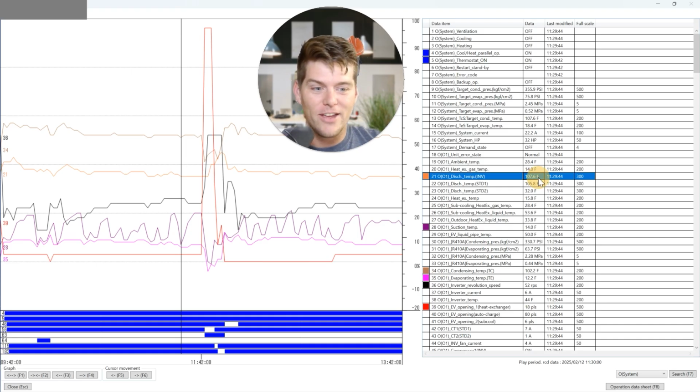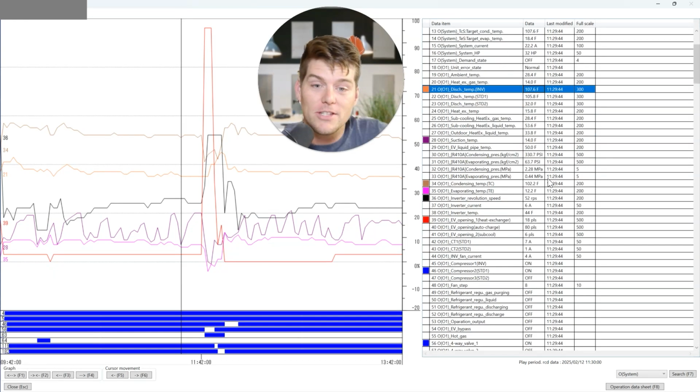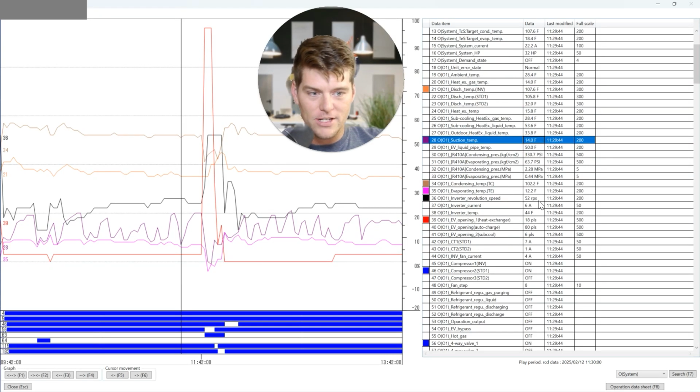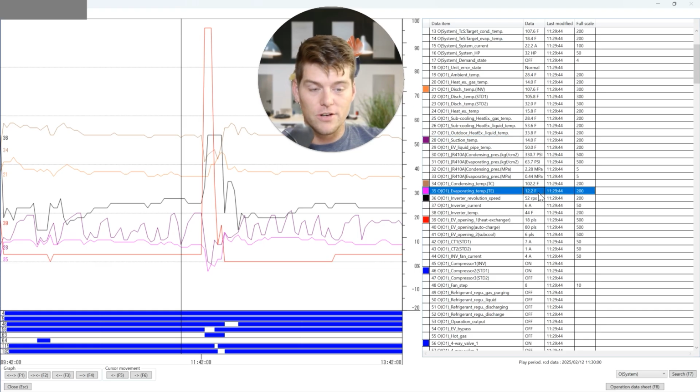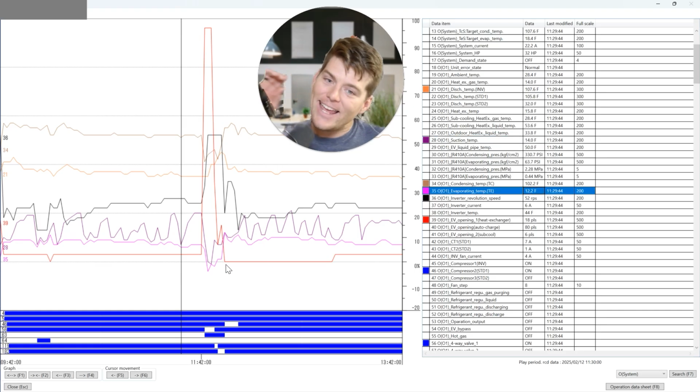Okay, what else do we have here? Well, okay, if discharge superheat's low, then that means I'm compressing liquid. What does my suction superheat look like? Well, if I have 14 degrees here and I have a saturation of 12, that's a 2-degree suction superheat. Here is the fun part, the interesting part.